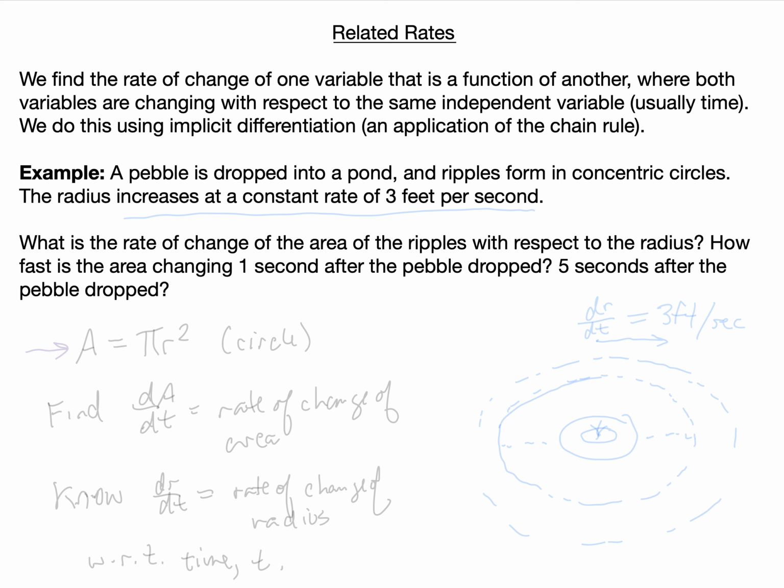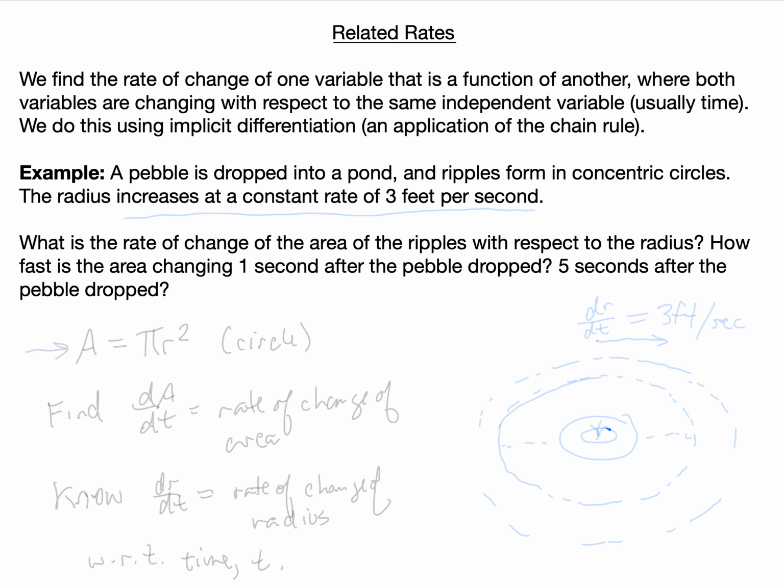So here's an example. A pebble is dropped into a pond and ripples form in concentric circles in the water. The radius increases at a constant rate of 3 feet per second. What is the rate of change of the area of the ripples with respect to the radius? How fast is the area changing 1 second after the pebble is dropped? How about 5 seconds after the pebble is dropped?